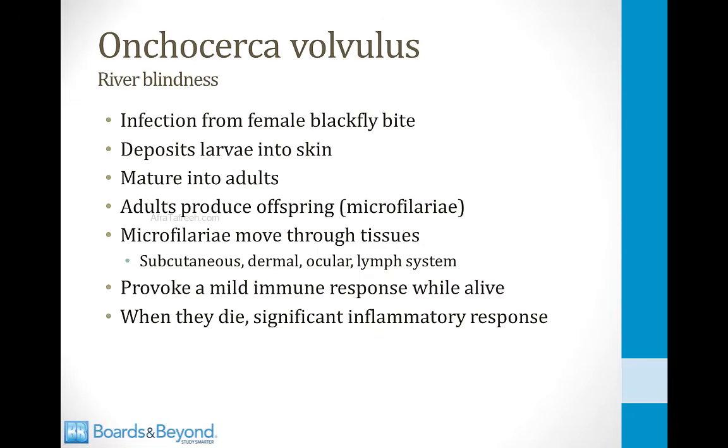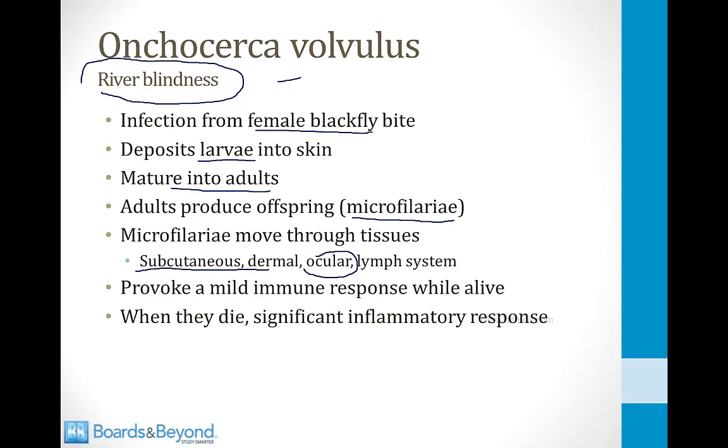Onchocerca volvulus is the cause of river blindness. You get this helminth infection from the bite of a female black fly. It deposits larvae into your skin. These larvae mature into adults, and then the adults make offspring, which are called microfilariae, and these are the problem. These microfilariae move through your tissues. They move under the skin and the subcutaneous and dermal tissues. They like to go to the eye. That's why it's called river blindness, and they also go through the lymph system.